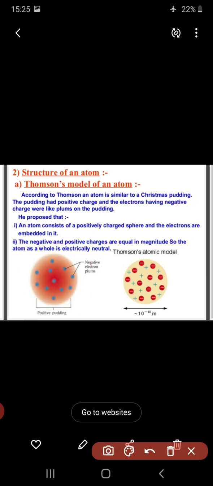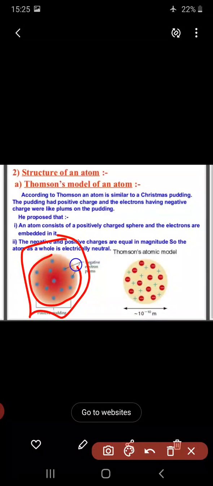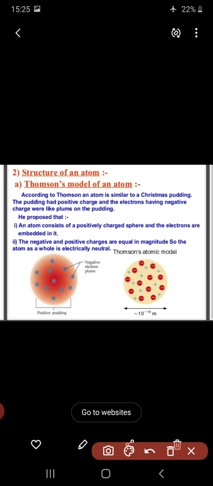If we consider it as a pudding, the whole thing is positively charged, and the blue-colored electrons are negatively charged. Now, an atom consists of a positively charged sphere, and the electrons, which are negatively charged, are embedded in it.